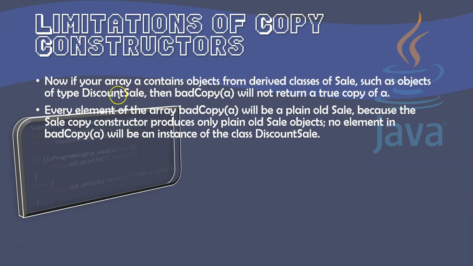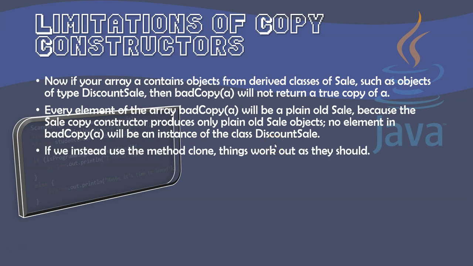If it's of type discount sale, then bad copy would not return a true copy of A, because every element of the array bad copy A will be a plain old sale object. It's not going to be a discount sale. The sale copy constructor produces only sale objects. No element in bad copy A would be an instance of the class discount sale.